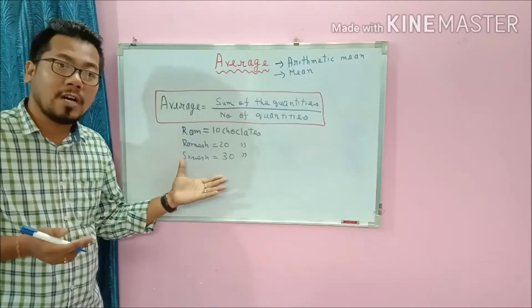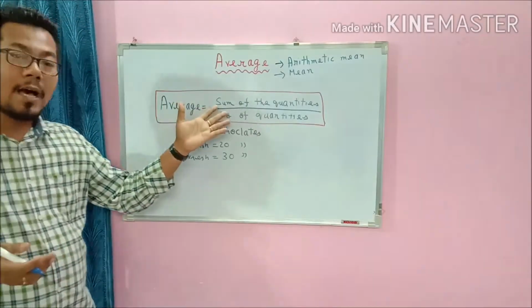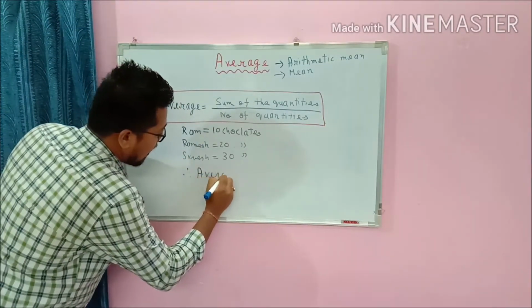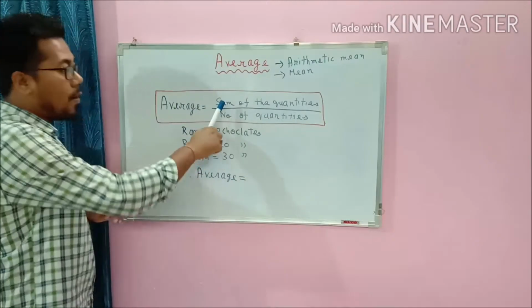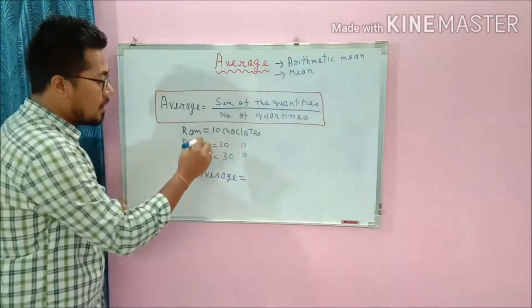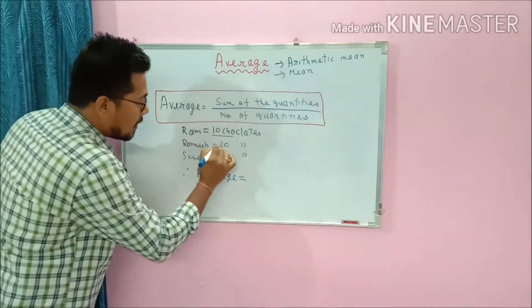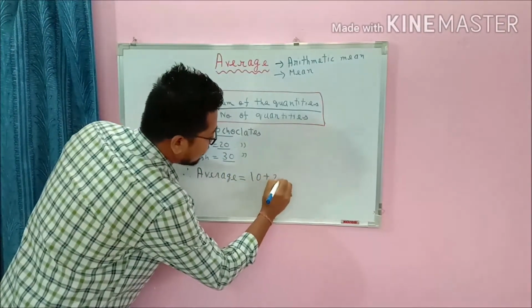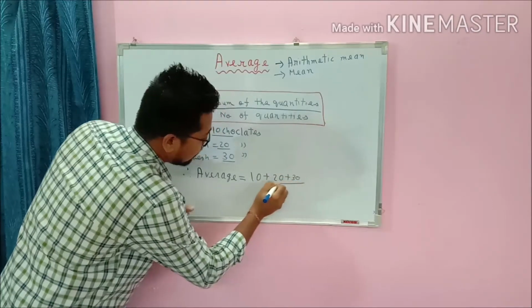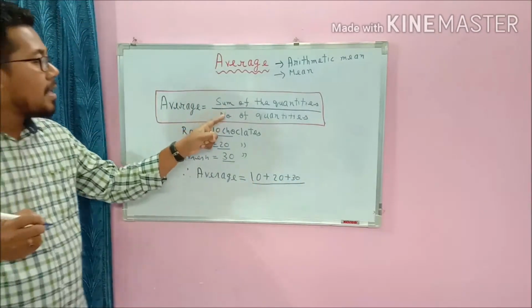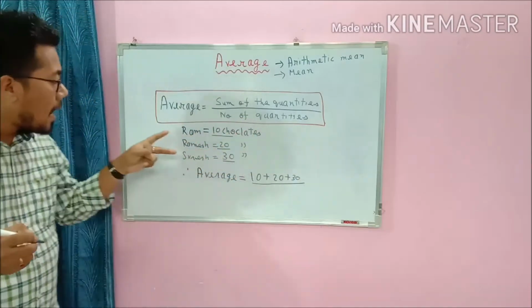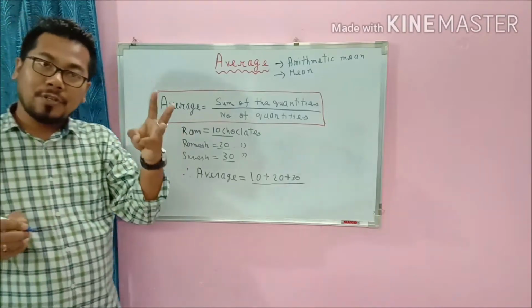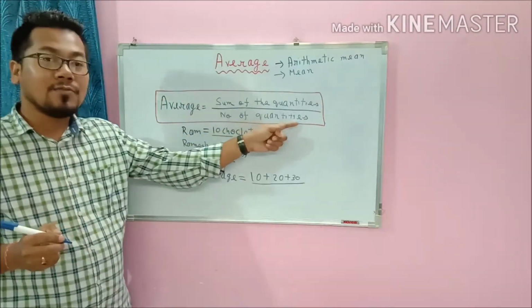I will just use the formula. Therefore, average equals the sum of the quantities. How many quantities? 10, 20, 30. So I will add 10 plus 20 plus 30, divided by the number of quantities. How many persons were there? Ram, Ramesh and Suresh. That means 3 persons were there. So the number of quantities will be 3.